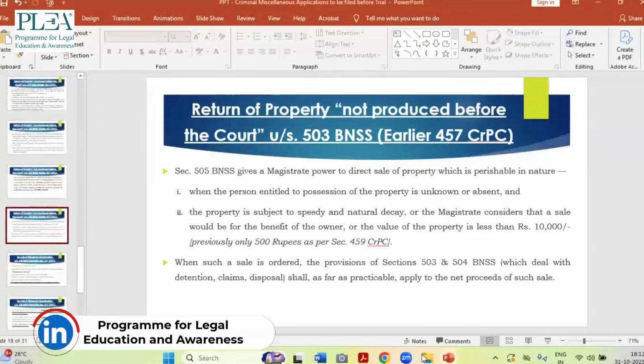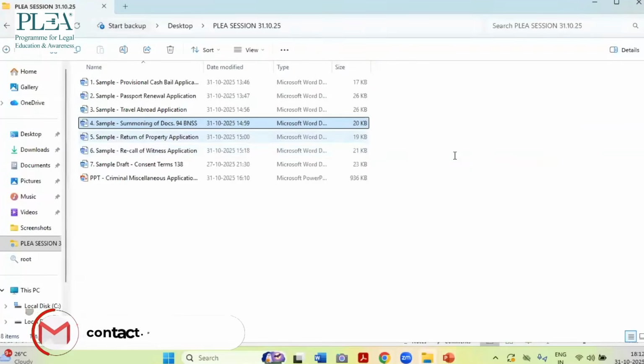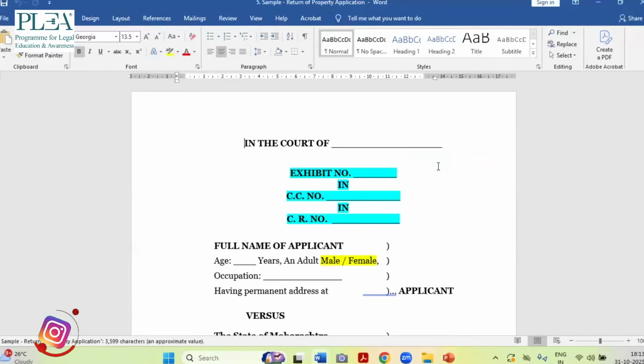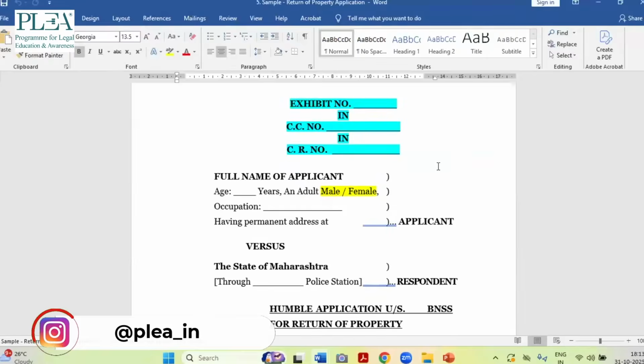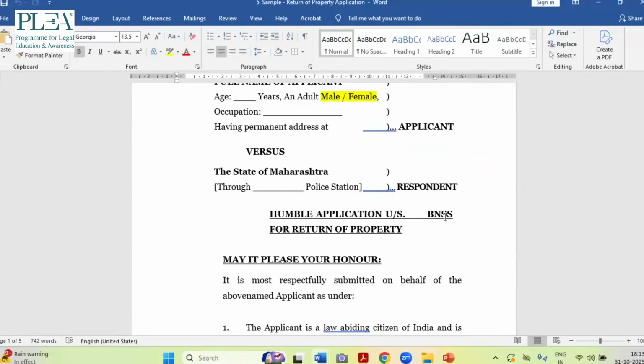Now let's see one draft of this application for return of property. Return of property can be an interim application in the ongoing trial case as an exhibit number, or sometimes the court may ask you to file a separate miscellaneous application. So this is to be clarified from the concerned trial court. Now, humble application under section blank.